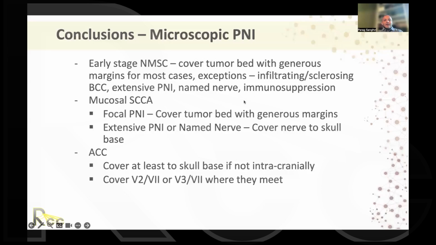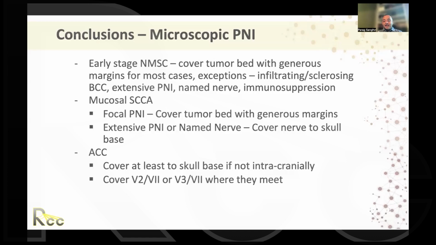So as we conclude about these patients, what I would say: early stage non-melanoma skin cancers, just treating the tumor but with generous margins. The exceptions, as we talked about, are the high-risk basal cell that is infiltrating or sclerosing, extensive PNI, as Dr. Martinez just talked about, any named nerve, certainly. And then the fourth thing really is immunosuppression. So again, solid organ transplant patients, so kidney transplant, liver transplant, heart transplant patients, I will always treat the perineural pathway for these patients because their skin cancers are just so aggressive.